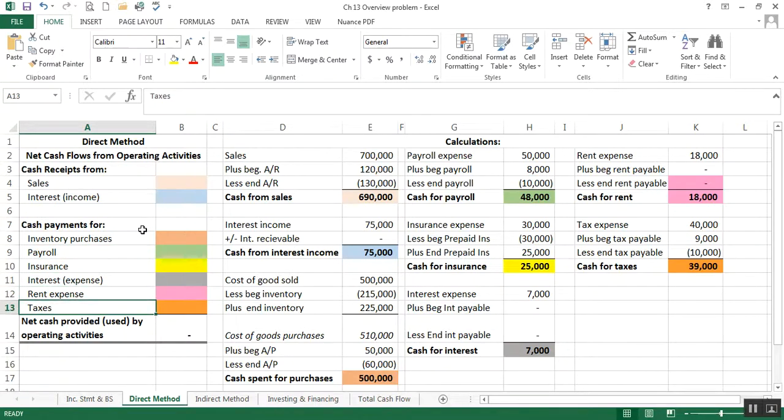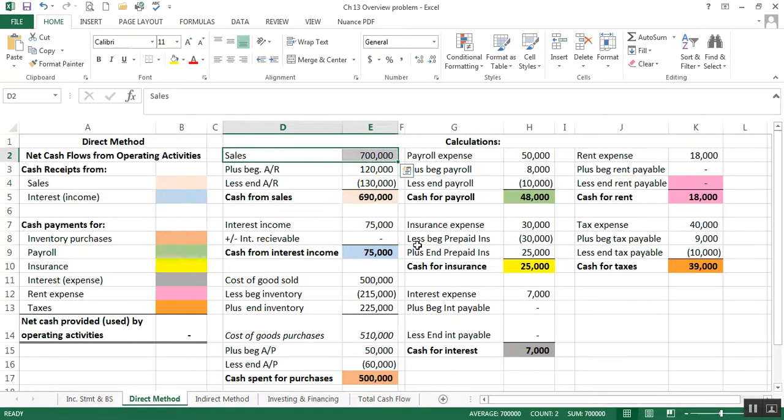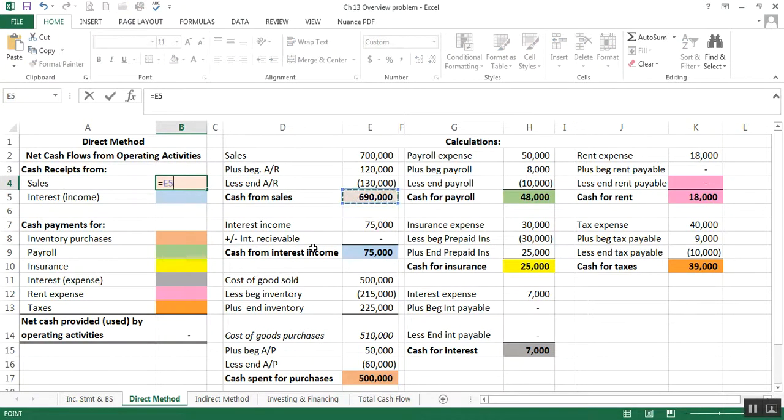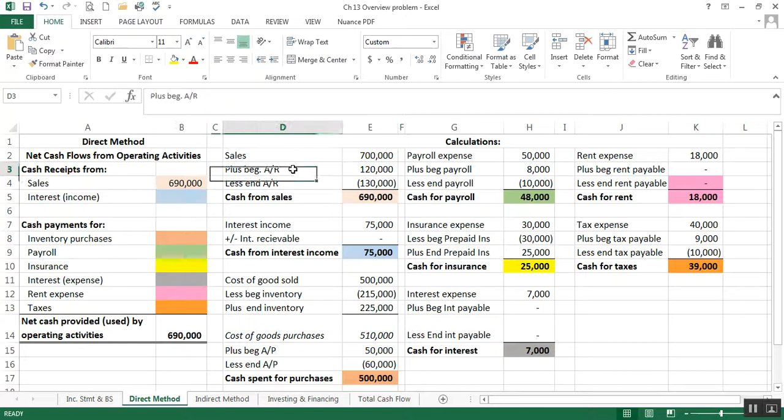Now let's see how to calculate these. Again, we're starting with the income statement line item. In this case, it's going to be revenue. And then we're going to add our beginning AR and subtract our ending AR. Okay? And that's going to give us our cash from sales. I know I told you add beginning, subtract ending. Well, let me tell you the theory about that.